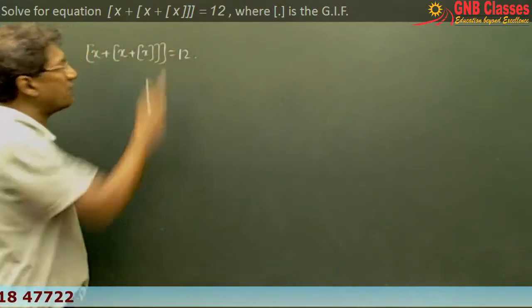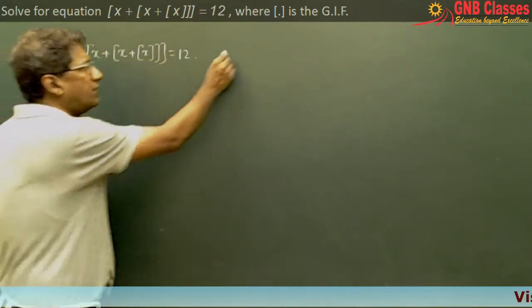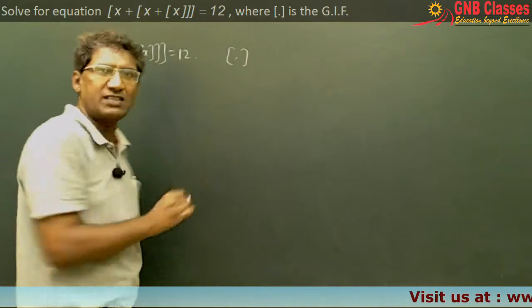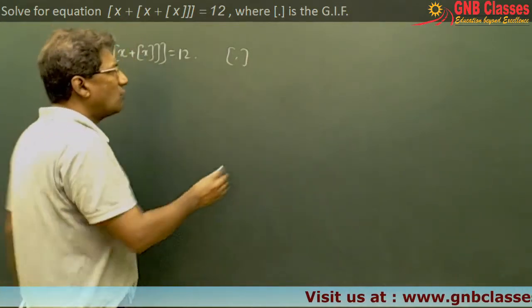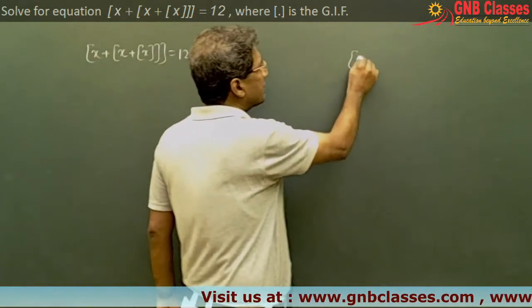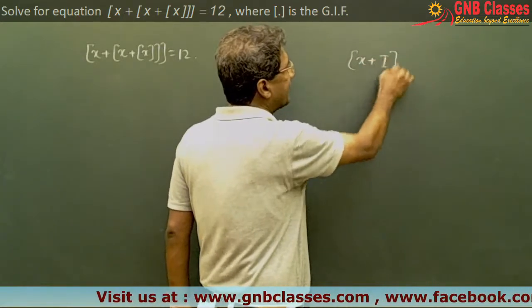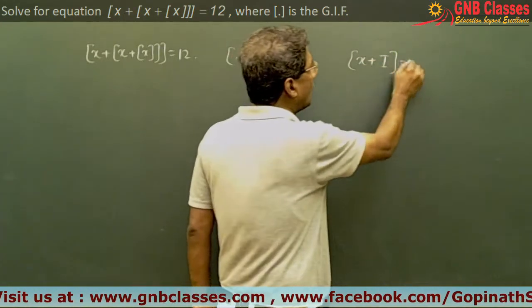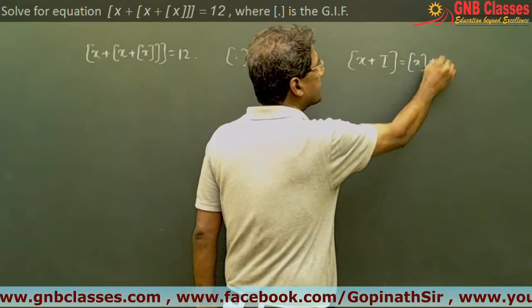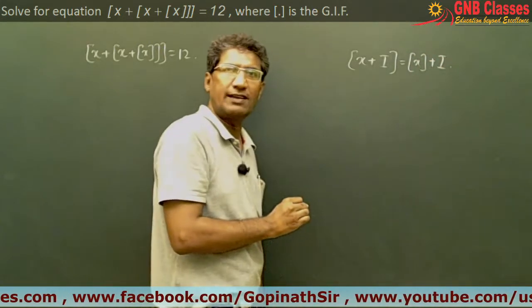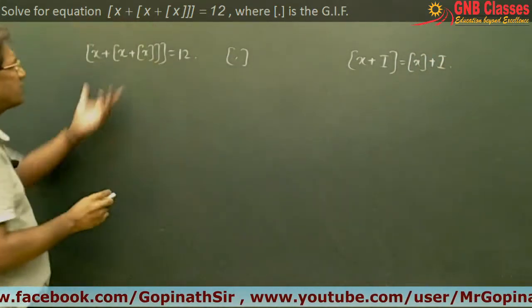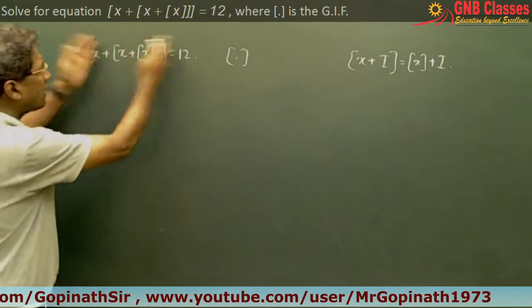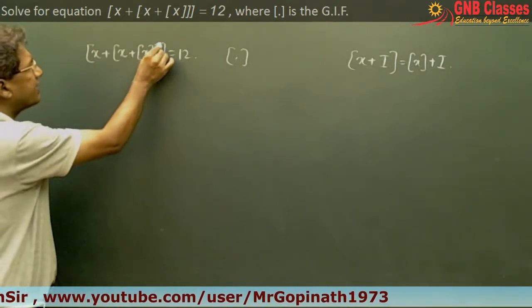In this question, if you observe, they have already given that this is nothing but the greatest integer function, right? Now we know one formula: ⌊x + I⌋, where I is an integer, can always be written as ⌊x⌋ + I. Is it clear? Now if you observe this sum, forget about every other box, just see this much.